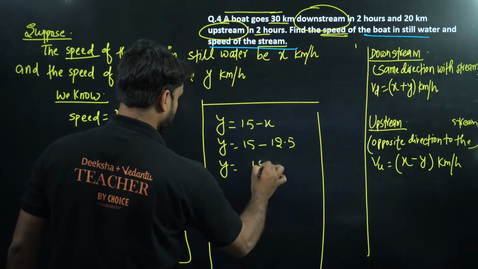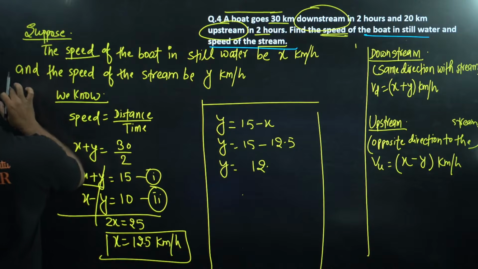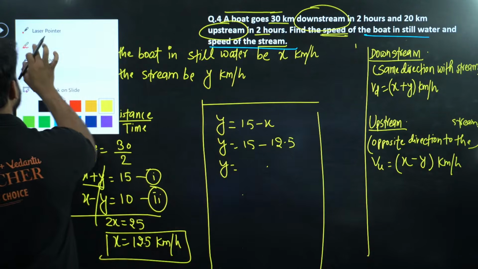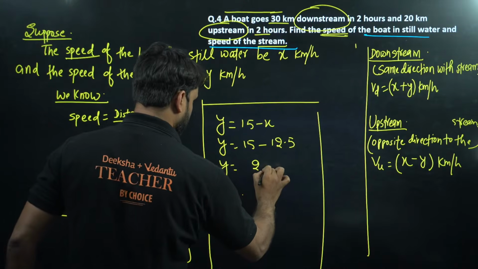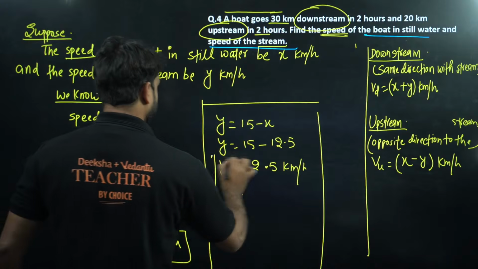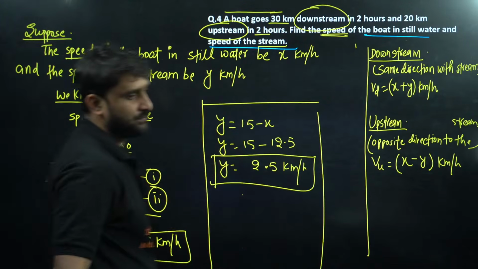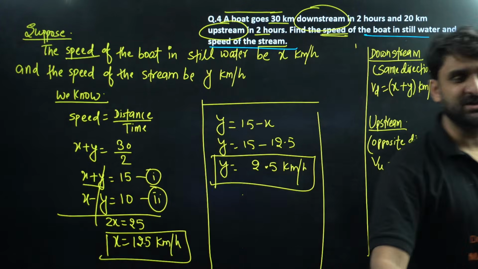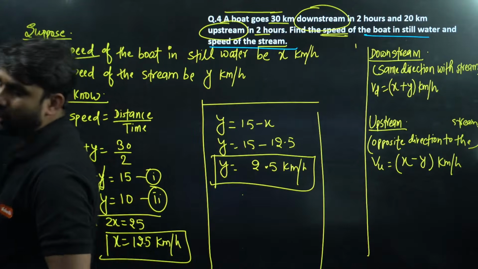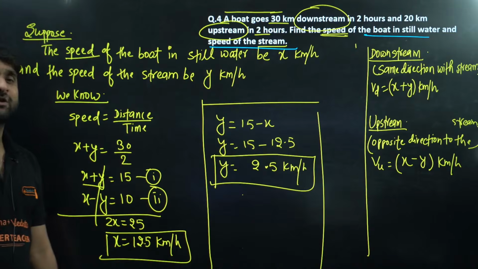This will be equal to 2.5. The speed of stream is 2.5 kilometer per hour. I hope this is clear to you all. Yes, let me know in chat section. Yes sir, now this question is clear. Now the concept of upstream and downstream is crystal clear.